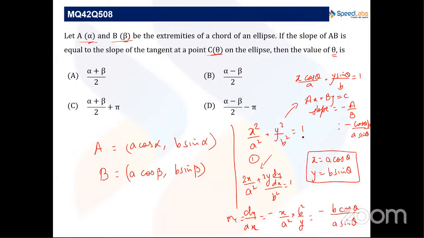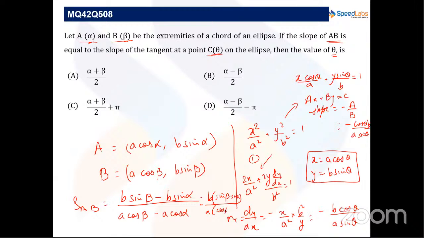So now, it is given that A and B are the extremities, so we find the slope of line AB. For AB, the slope from the two-point form will be b sin beta minus b sin alpha upon a cos beta minus a cos alpha. So that will be b into sin beta minus sin alpha upon a into cos beta minus cos alpha. This slope is equal to the slope of tangent. This one or this one, these both are the same. So we have to just equate these two.